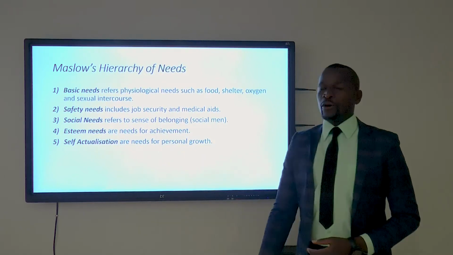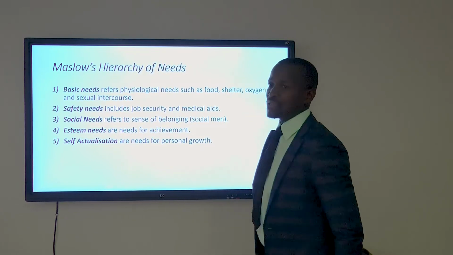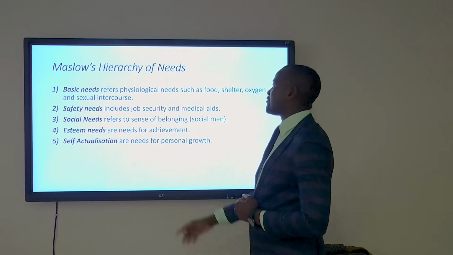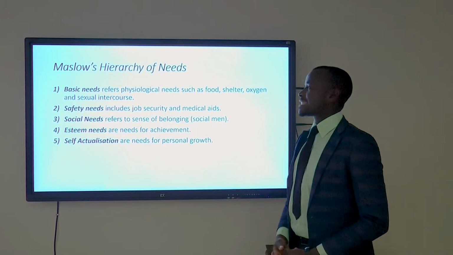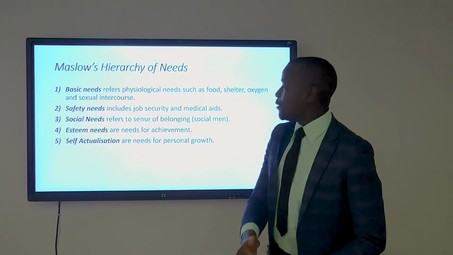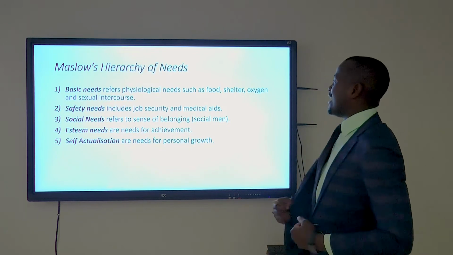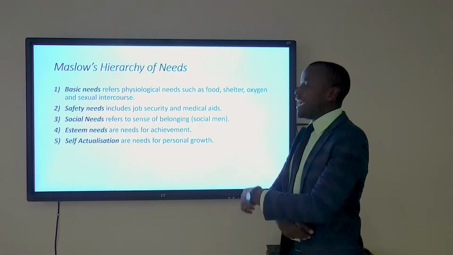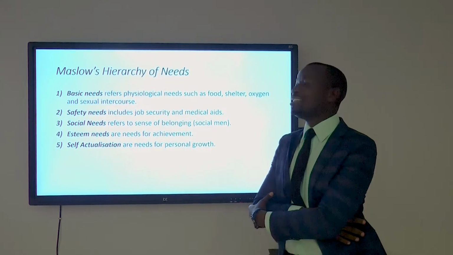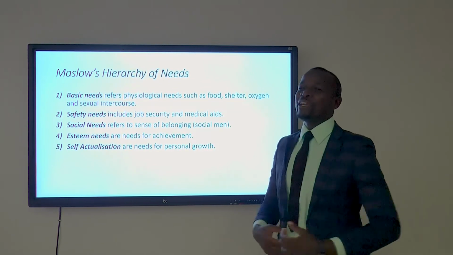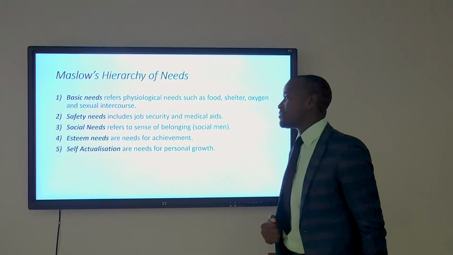Let's explain that table. At the bottom, remember, there were basic needs. The basic needs are sometimes referred to as physiological needs. These are needs such as food, shelter, oxygen, and sexual intercourse. For your own information, you are going to realize that sexual intercourse is part of basic needs. A worker who is sexually dissatisfied may not perform at work.